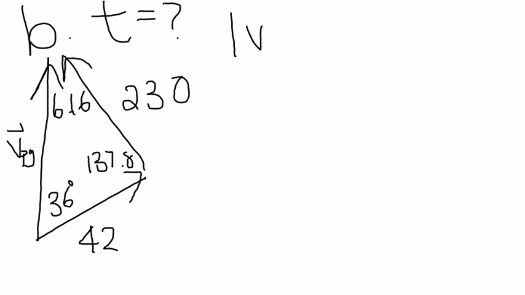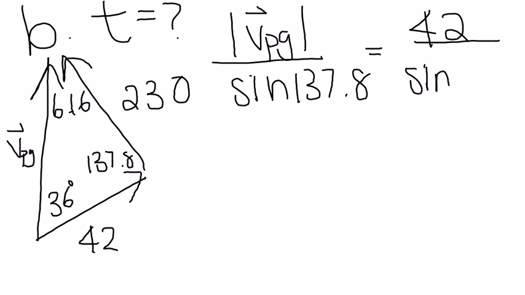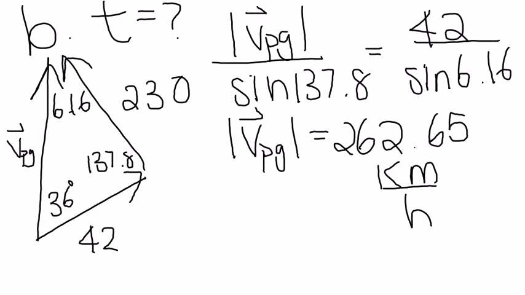So that's over sine 137.8 equals, we can say, 42 over sine 6.16. So the magnitude of the velocity for the plane to the ground becomes 262.65 kilometers per hour. And we know that the direction of it is due north.